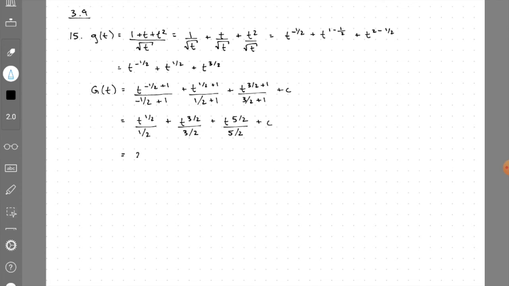And we can rewrite this as 2t to the 1/2, plus 2/3 t to the 3/2, plus 2/5 of t to the 5/2, plus c. And that's going to be your final answer.